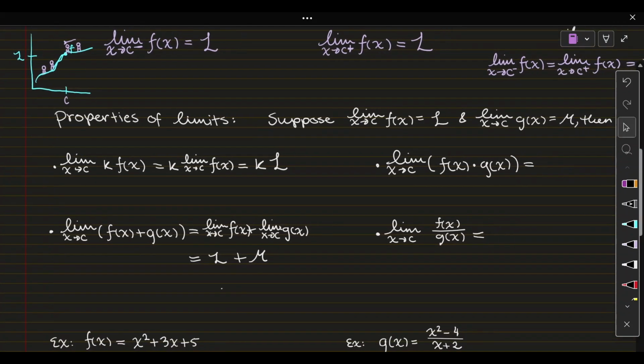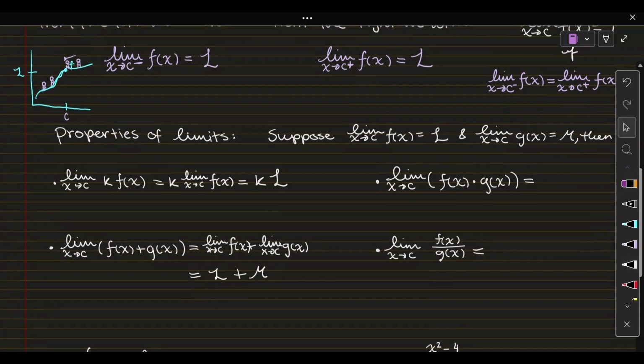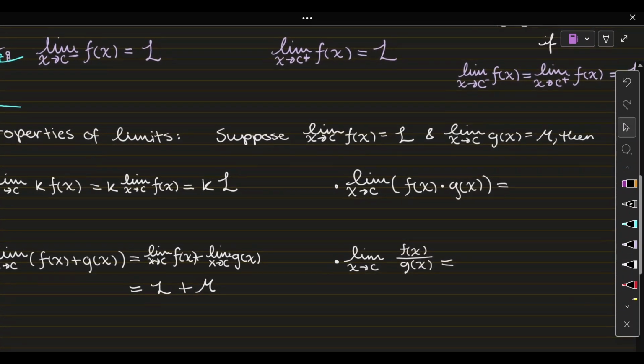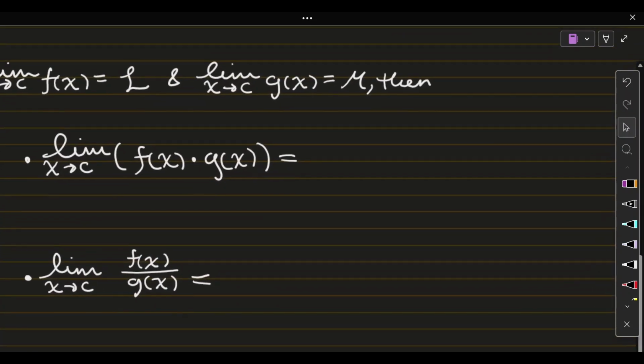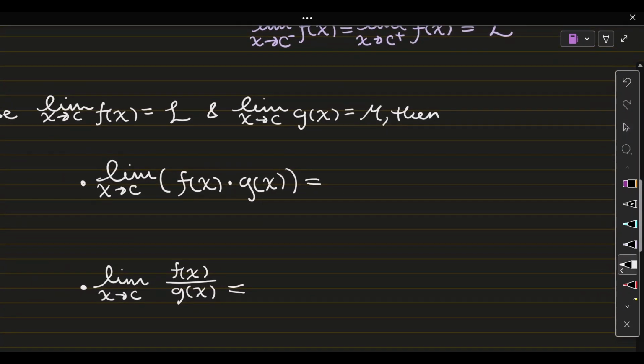Those are the limits. And it makes sense, right? If you have the limit of a sum, you should have the sum of limits, okay? Similarly, the limit as x goes to c of f of x times g of x, the limit of the product is the product of the limits, so it's the limit of f of x times the limit of g of x, which is just L times M.